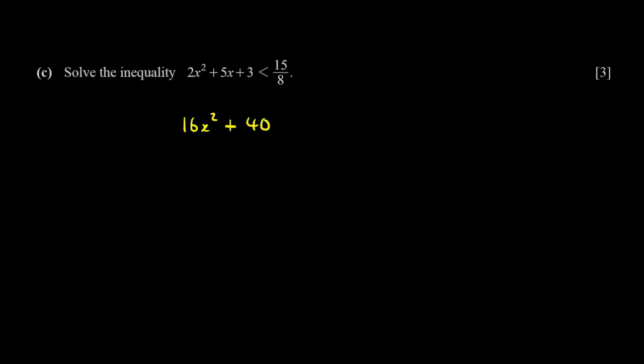All right, now next is we want to solve the inequality. Now it's very tempting, I think, to use the completed square form that you've already done, but I don't think actually that's as helpful. So what I'm going to do is expand all of this as follows. I'm going to multiply both sides by 8, so I get 16x squared plus 40x plus 24 is less than 15. And so I get a quadratic 16x squared plus 40x plus 9 is less than 0.